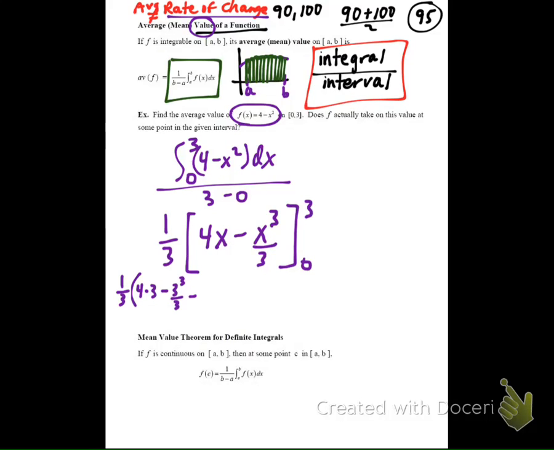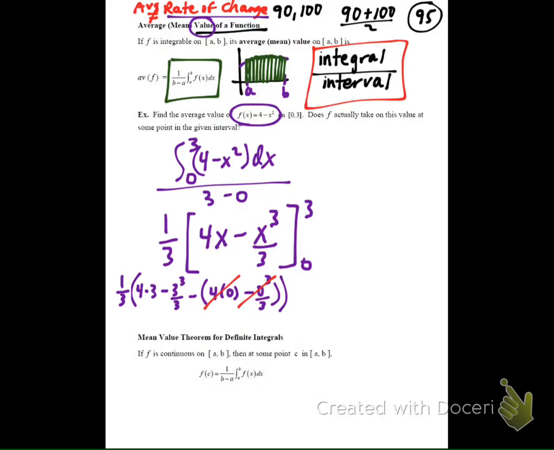Okay, minus, and then 4 times 0, minus 0 cubed over 3. I'm doing this so that you are reminded how to evaluate a definite integral. So really all this stuff over here, 4 times 0, 0 cubed over 3, that all goes to 0.